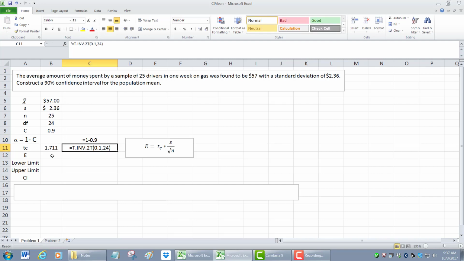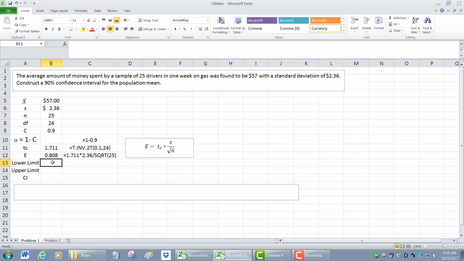And now to calculate our margin of error, we're just going to use this formula right here. It equals t critical, which is 1.711, times the standard deviation, which is 2.36, divided by the square root of the sample size, which is 25. So our margin of error comes out to be 0.808. In real terms, that would be 81 cents.